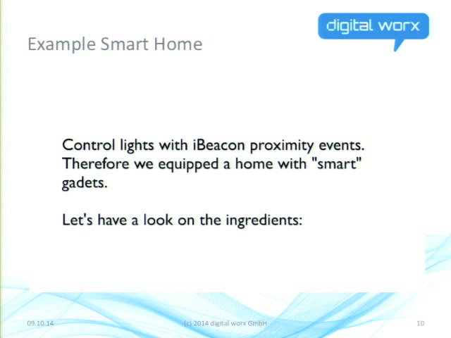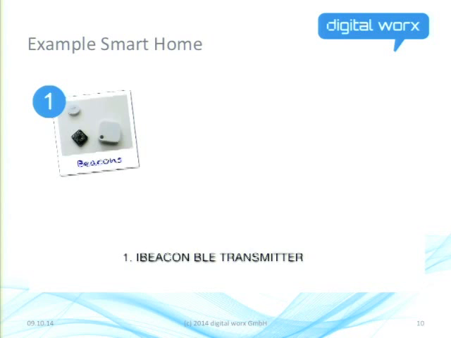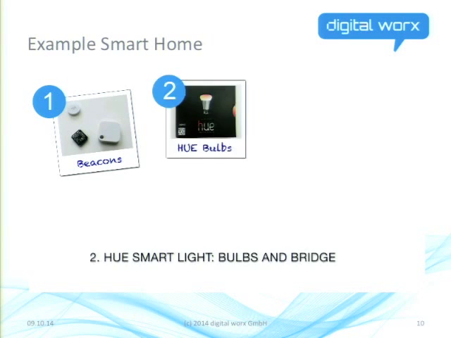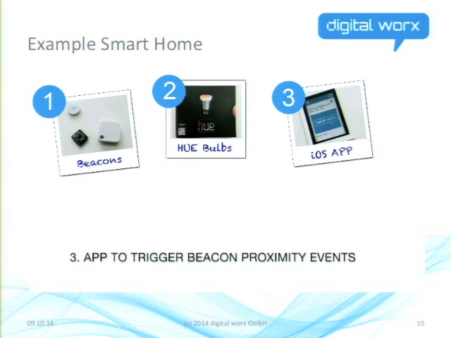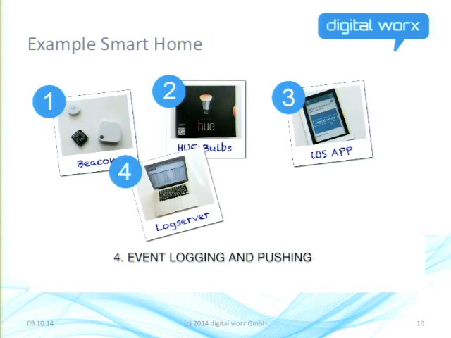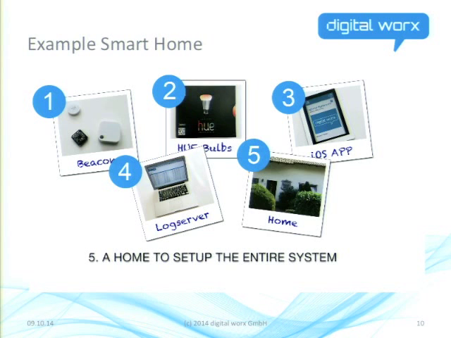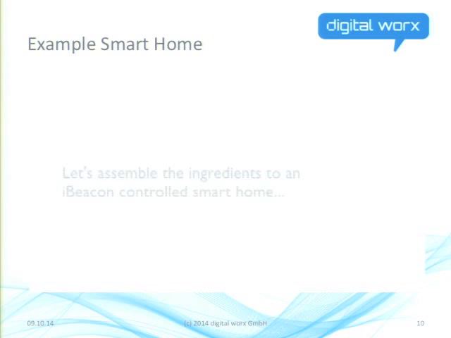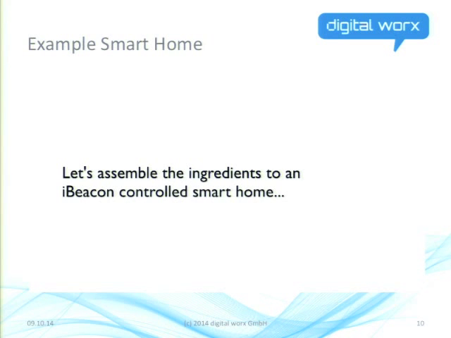So what do we need for that? Well, there are some things you need. You need this kind of sensor tags. You need a smart lighting system, so we chose this Philips one. You need, of course, the iOS app. You need a lock server, that's TYPO3 in this case. And you need, this is the most expensive part of the system at home.